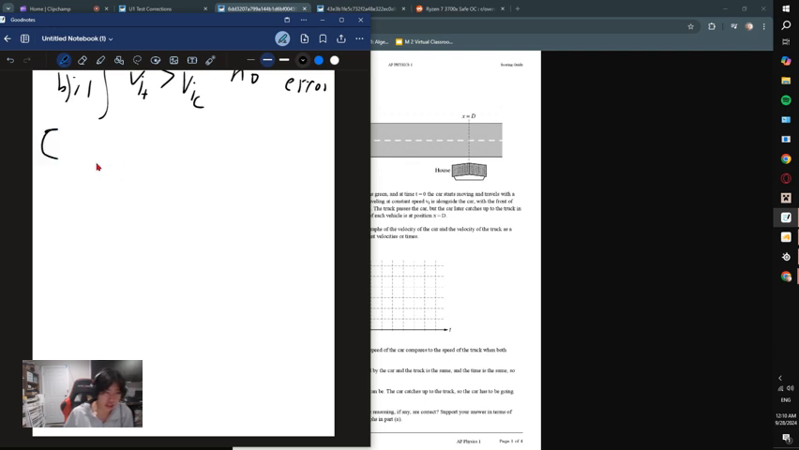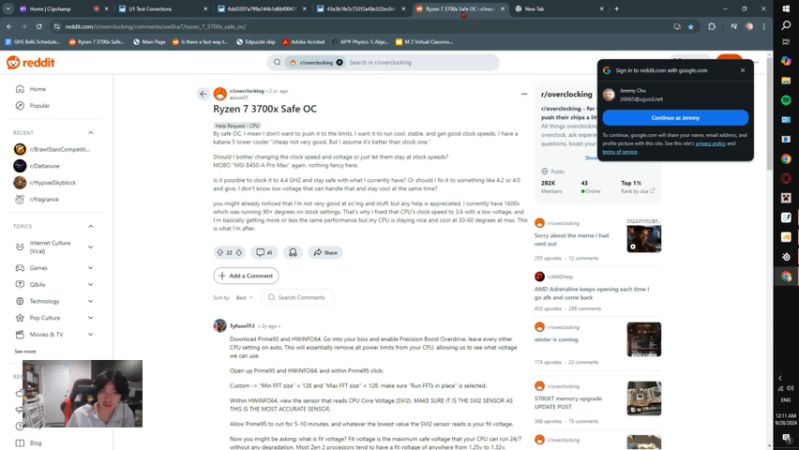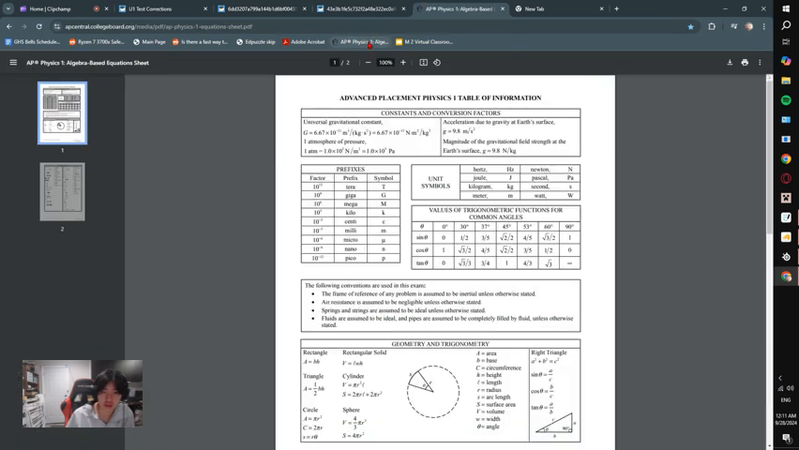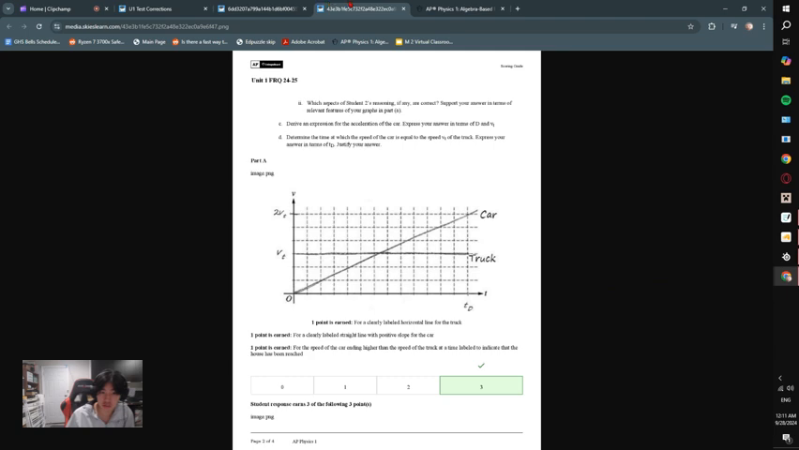Part C. I did not get this one wrong, but before I get to that, let's solve it first. Derive an expression for acceleration of the car. Express your answers in terms of d versus t. Nope, this is the wrong one. Here it is. Okay. So we have these three equations and we have to solve for acceleration.